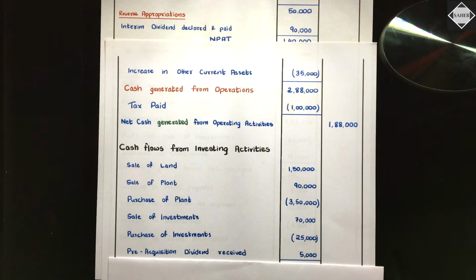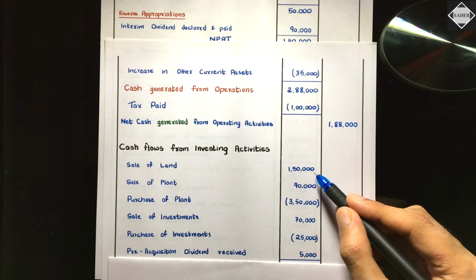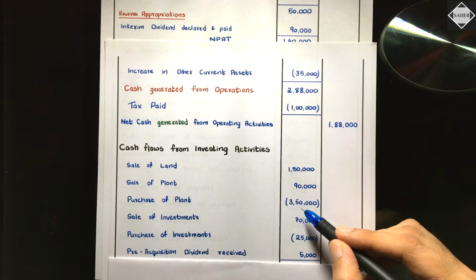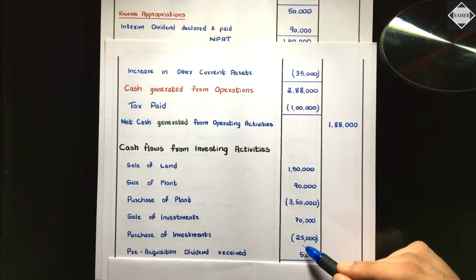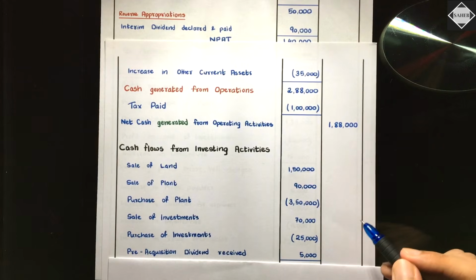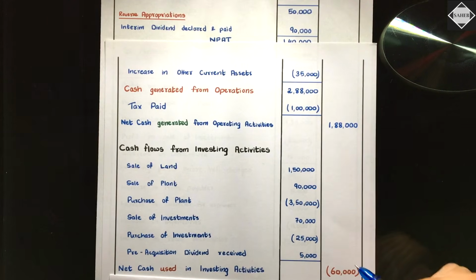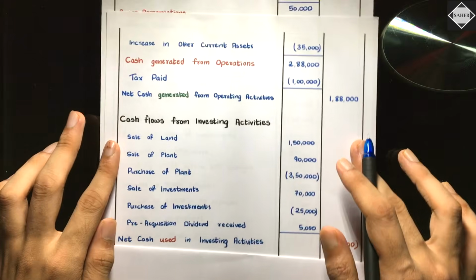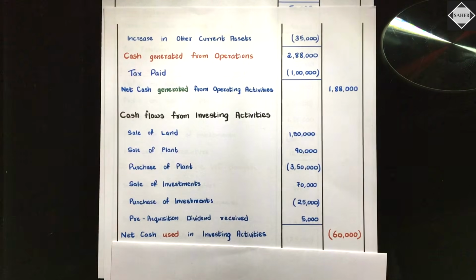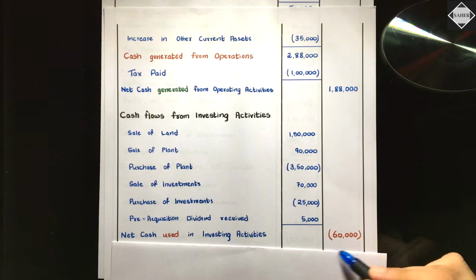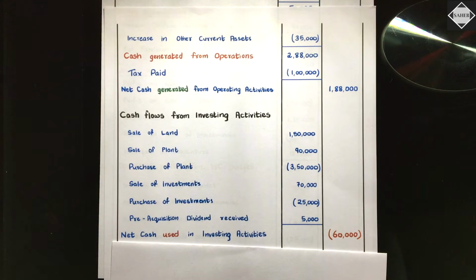Okay. So that's all. So 1,50,000 plus 90 minus 350 plus 70 minus 25 plus 5, that's equal to 60,000 negative. Now this is called what? Net cash used in investing activity. Because of investing activities, how much cash has been utilized, how much net outflow is there? 60,000. Is it clear? Outflow. Okay, or used you can say. Fine. Simple.